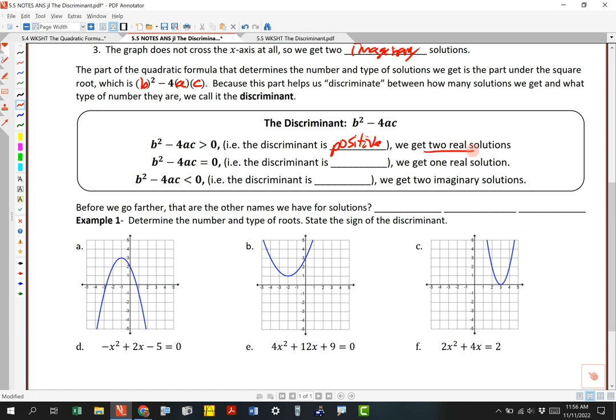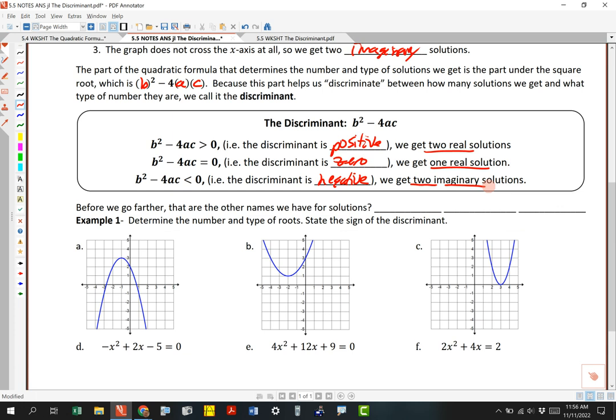Then we get 2 real solutions. If it's equal to 0, in other words, the discriminant is 0, then we get 1 real solution. And if the discriminant is less than 0, which is another way of saying the discriminant is negative, because there's only those 3 categories. Those are the only possibilities for a number. It's either going to be positive, negative, or 0. Then we get two imaginary solutions.